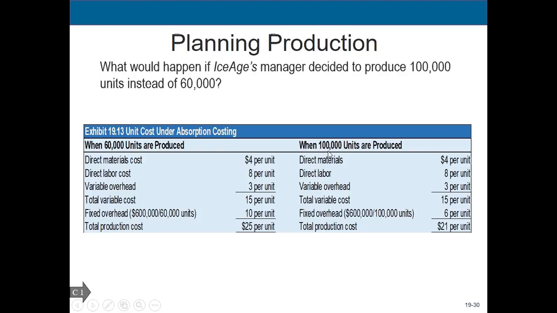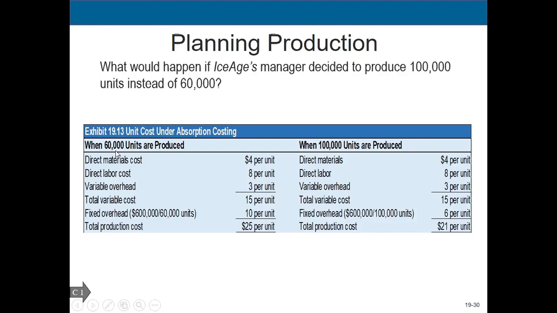But look at what happens when 100,000 units are produced. Under absorption costing, production cost is only $21. Wait, the higher the production cost, the lower the net income. The lower the production cost, the higher the net income. This is the lower production cost. It's going to make a higher net income, and all we did was produce 40,000 more units. Why is this? I mean, it seems counterintuitive, right?